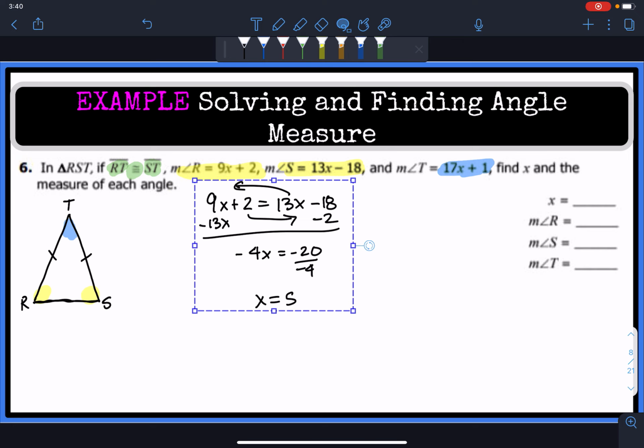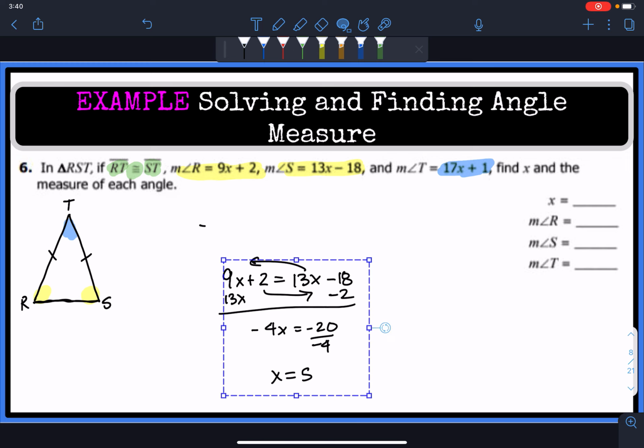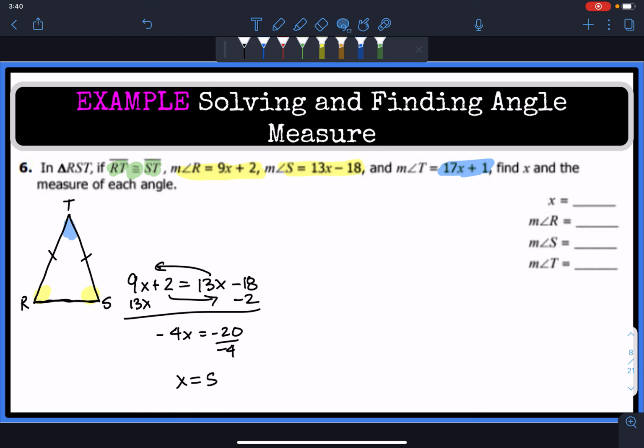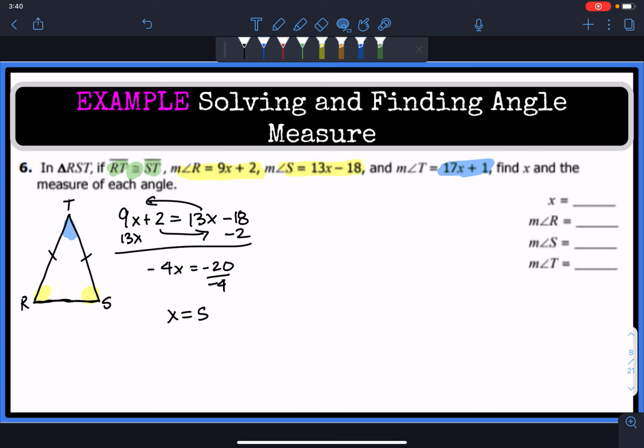All right, so perfect. x is equal to positive 5. So let me move this out of the way and put it down here. All right, so x is equal to positive 5. Now that we have the value of x, we can figure out the angle measurements of R, S, and T by substituting in those values. So for R, we'll replace the x with 5, and we're going to end up with 47. 9 times 5 is 45, and then plus 2 is 47.